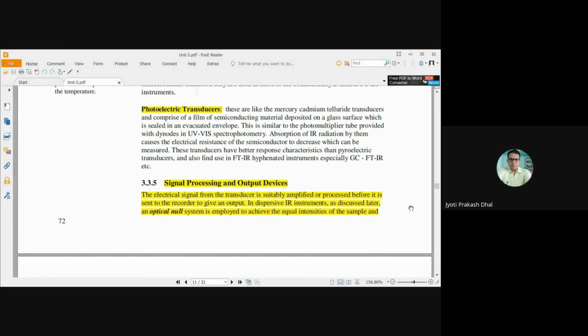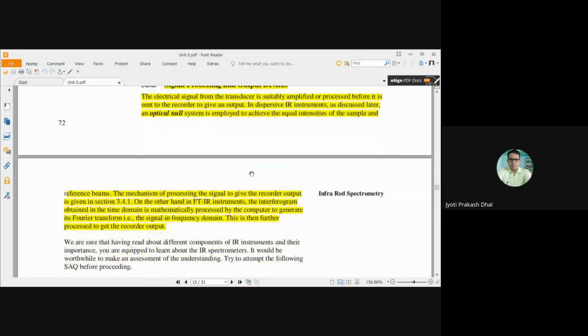Now coming to the photoconducting transducer. These are mercury cadmium telluride transducers and comprise a film of semiconducting material deposited on a glass surface, which is sealed in an evacuated envelope. This is similar to the PMT or photomultiplier tube that is used in UV visible spectrometry. In this photoconducting transducer, absorption of radiation causes the electrical resistance of the semiconductor to decrease, which can be measured. And now coming to the signal processing and output device.